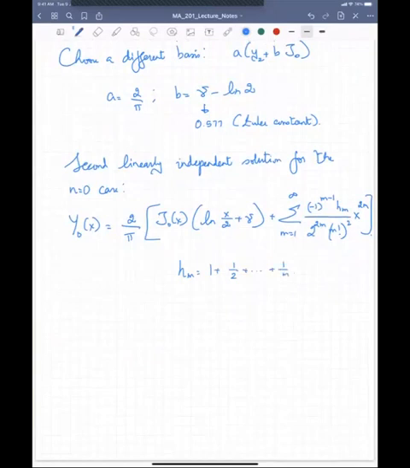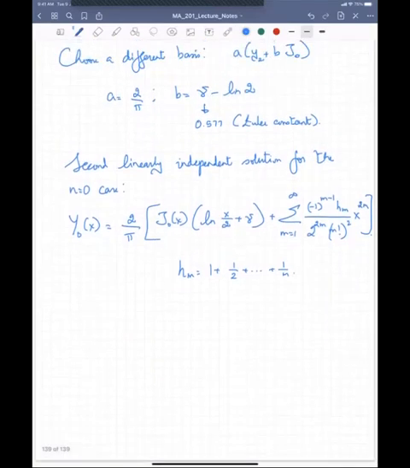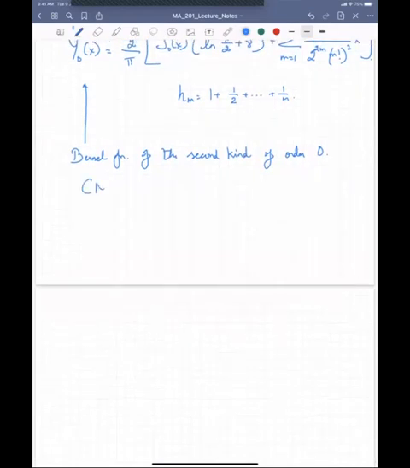So the two linearly independent solutions in the case of the n equal to 0 Bessel's equation are J0 and Y0, and this is called the Bessel function of the second kind of order 0. This is also called the Neumann function of order 0, and this is denoted not by J0 but by Y0, because this is a different solution than the J0.